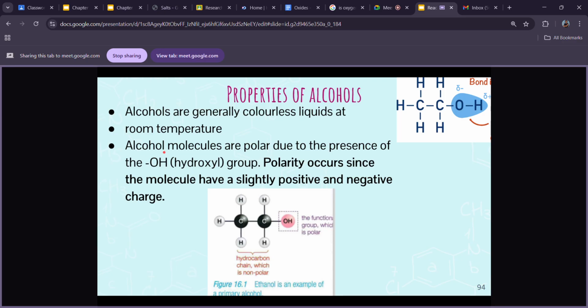So they also say that alcohol molecules are polar due to the presence of the OH, the hydroxyl group. Remember that polar means that you have some partial charges present. That's something that you would have learned in grade 9. You have some partial charges present, as you can see here, with OH in this covalent bond. Covalent because we have two nonmetals here.